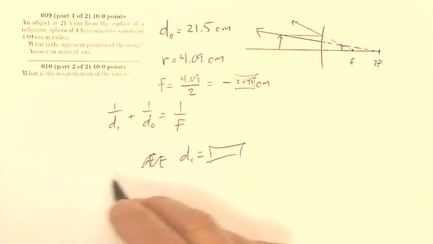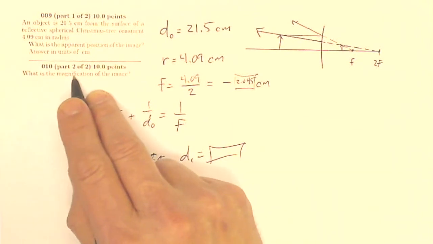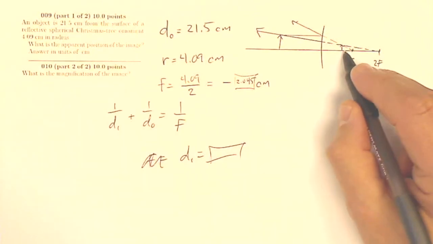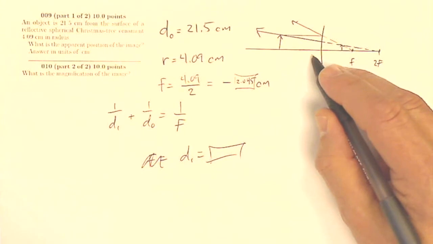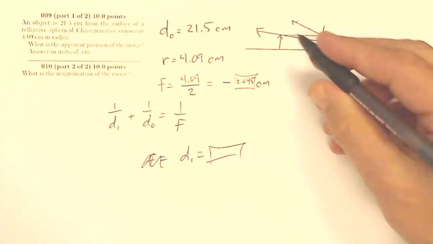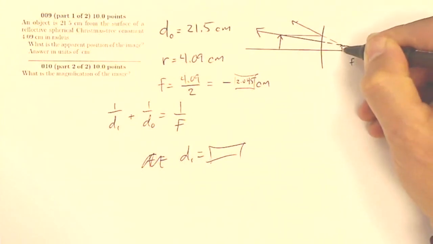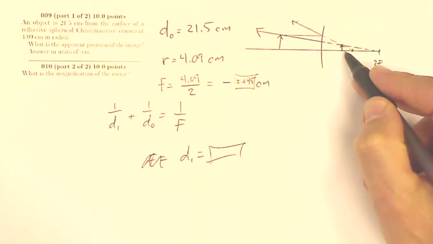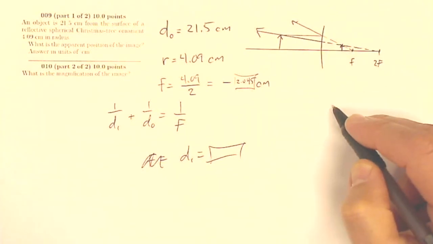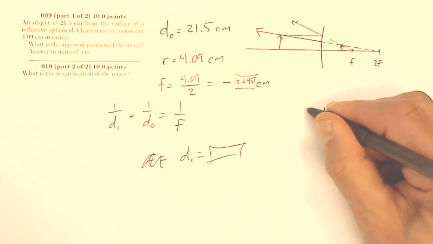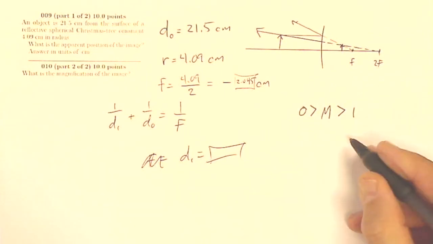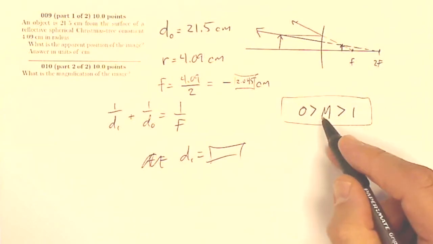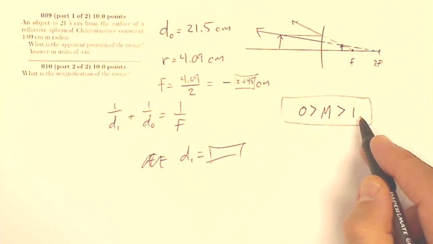Now it says, what is the magnification of the image? Since it's a virtual image behind the mirror, it's going to have a positive magnification. Also, since this is up and this is up, it's going to have a positive magnification, but it's smaller, so my magnification is going to be somewhere between 0 and 1. So it's going to be greater than 0, but it's going to be less than 1. It's going to be a positive number between 0 and 1.